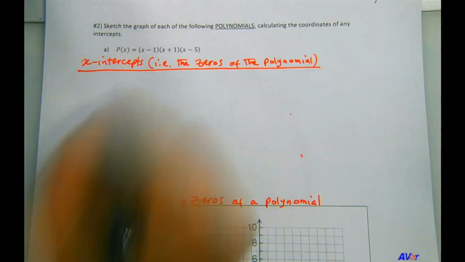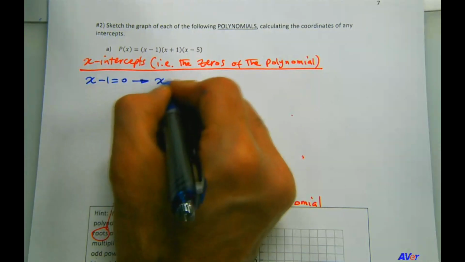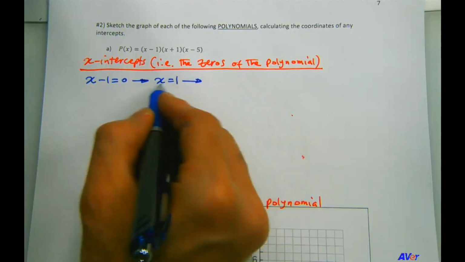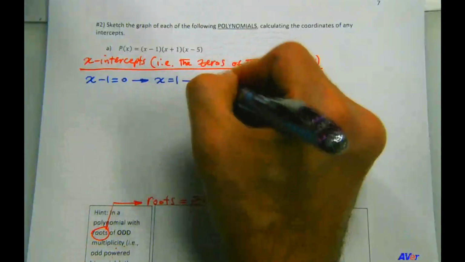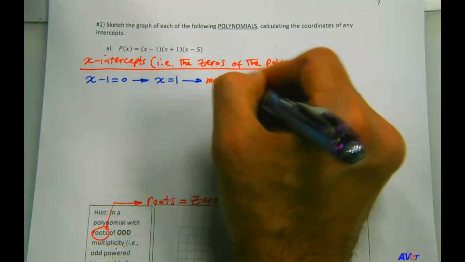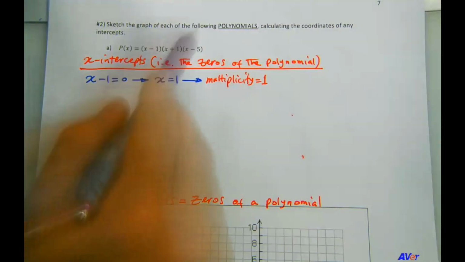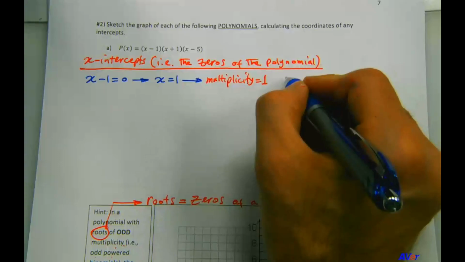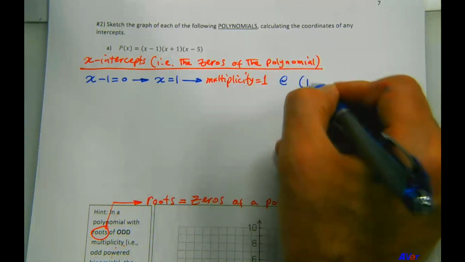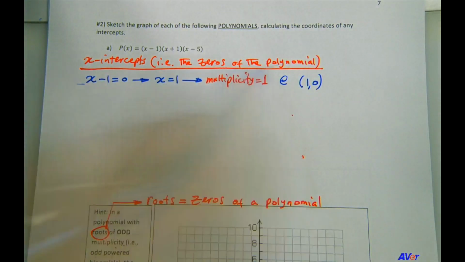Okay, so we want to find that first. Let's set each one of these, x minus 1 equals 0, x equals 1. What is the multiplicity of this? The power is 1, right? So it's got multiplicity equal to 1, which is an odd number. So the graph of the polynomial will hit that point, multiplicity 1, at 1 comma 0. These are the x-intercepts or the zeros of the polynomial.